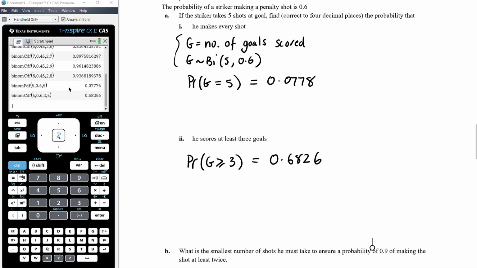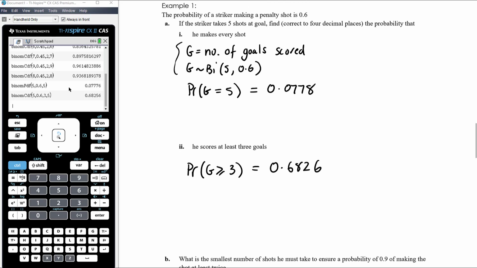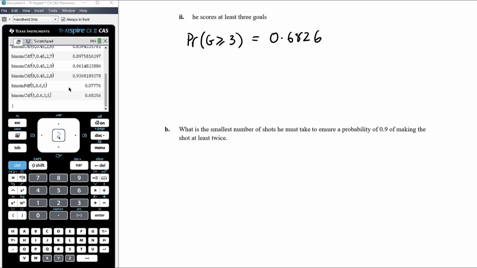Okay, part B. It's really important to understand how to read a question. This information about the striker scoring 5 goals is listed in part A, not in the stem, so it's not relevant to part B. The only bit relevant to part B, we can read the question as: the probability of a striker making a penalty shot is 0.6. Straight to part B, what's the smallest number of shots he must take to ensure a probability of 0.9 of making the shot at least twice?